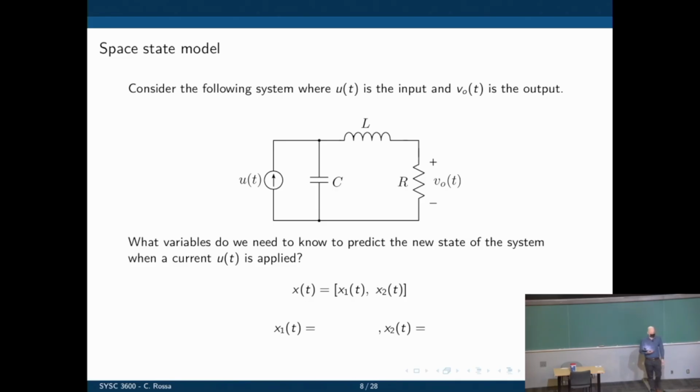Let's look at this one here. This is an electrical circuit, and we now want to define the state variables for this system. What do we do? Again, our objective is to understand the future behavior of the system. What do we need to know about our system? Well, we first need to know the input. That's U. It's the input to it. What else do we need to know?